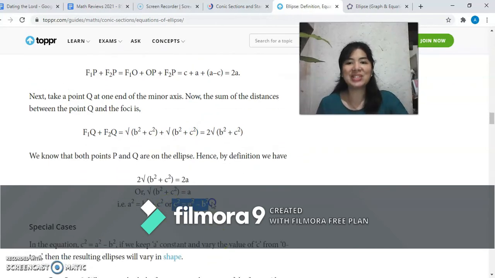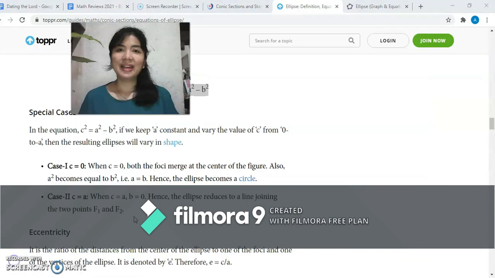Then we will get this relationship: c squared is equal to a squared minus b squared. Please feel free to explore this with your learners. And now, what if c is equal to 0 and c is equal to a? So when are we going to have c equal to 0? When a is equal to b. So the half of the major axis and the half of the minor axis are equal. Can you see the picture now?